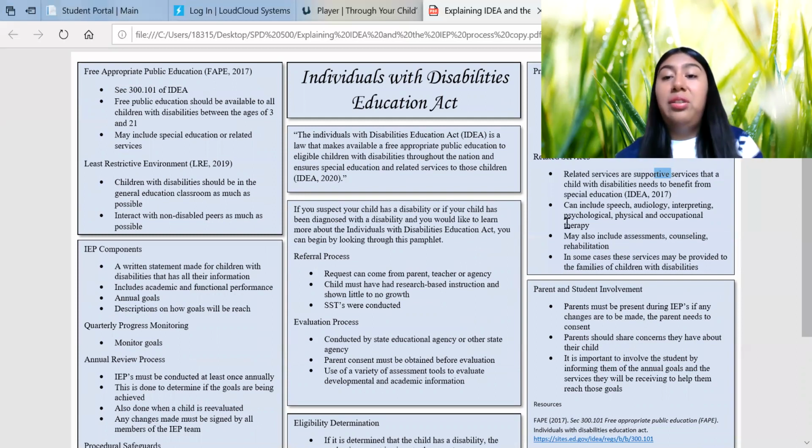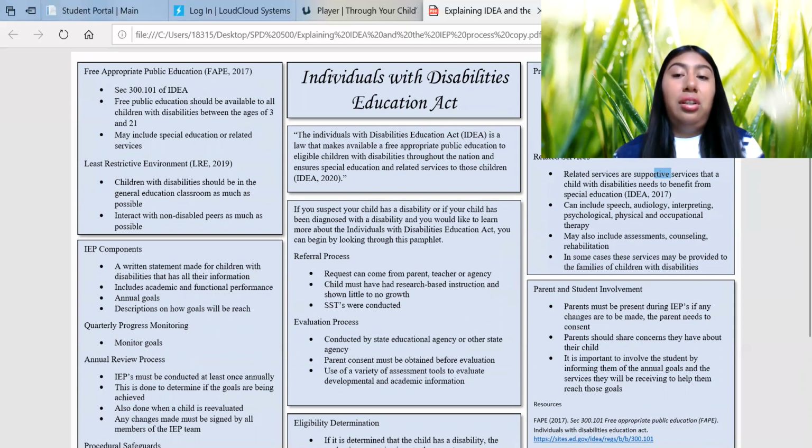If we go over here to the right side, we have what is known as a prior written notice, which is given to parents by providers when they are proposing or refusing to start or change a service. And this service could include identification of a disability, evaluation, or placement. If this prior written notice is given to a parent, it must include the reasons why the service is being refused or postponed or whatever it may be.